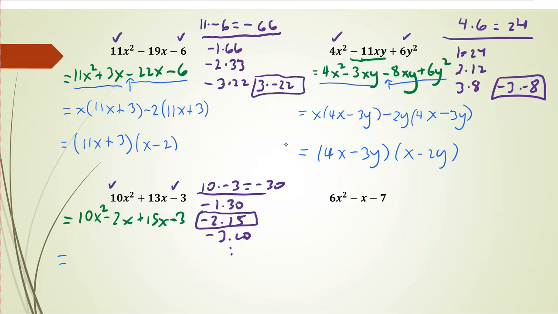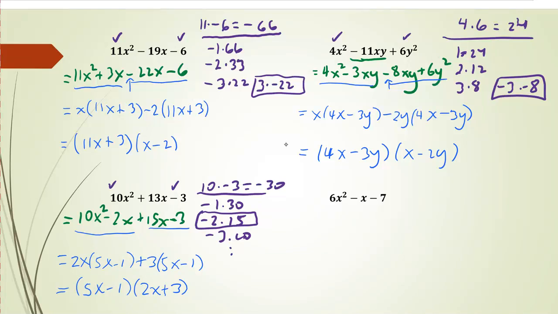Since I have 4 terms, I'm going to factor by grouping. I see 2x. When I divide that out, I'll get 5x minus 1. And then here I see positive 3, and that will also give me 5x minus 1. My common factor is 5x minus 1, and then my remaining factor is 2x plus 3, or 2x plus 3 and 5x minus 1 will work as well.